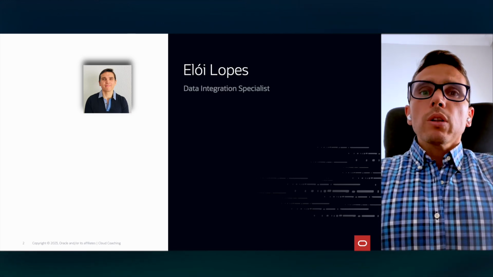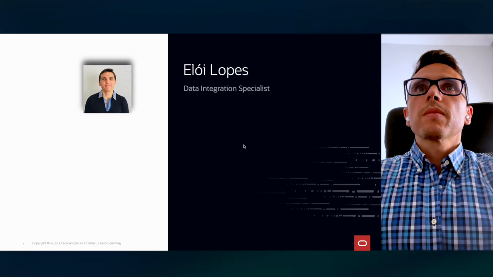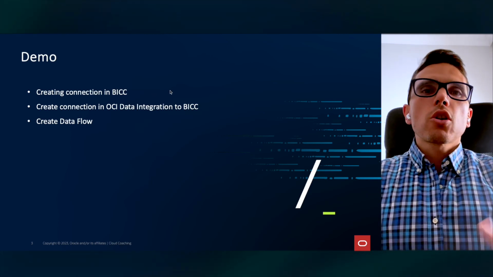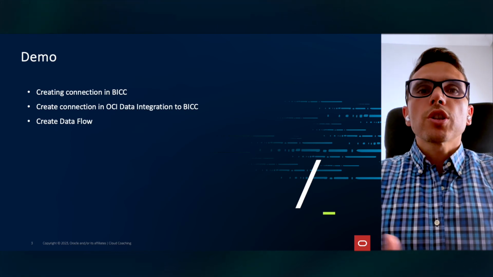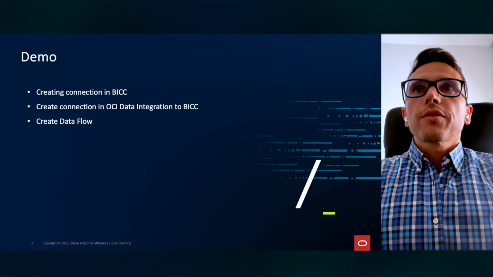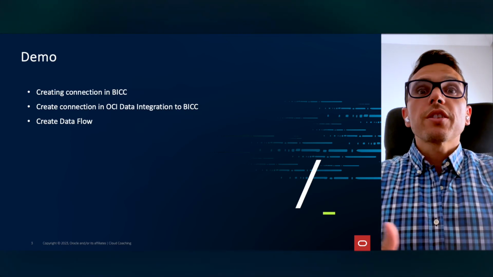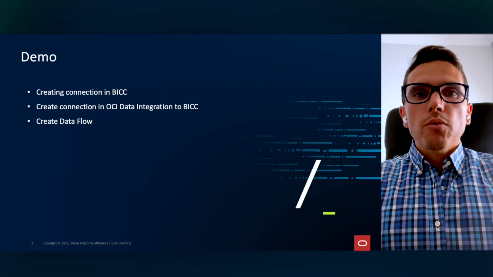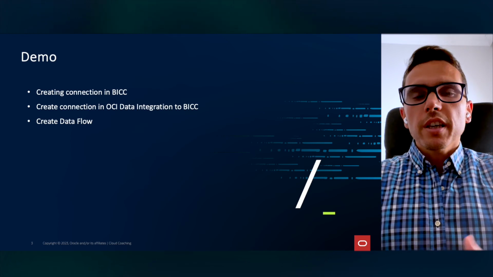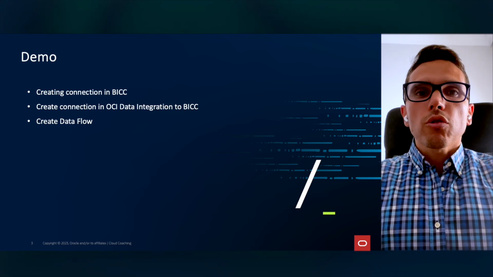So what we are going to see during the demo, I don't have a presentation. Basically, we are going to create a connection in the BICC, the Business Intelligence Cloud Connector, that is a component of the Fusion apps that allows you to interact with and extract data from the different applications. After, we are going to create a connection from OCI data integration to BICC, and the last step is to create a data flow where we extract data from a view object, which is the name of the objects that contain the data from the ERP, and after you see the data on autonomous data warehouse.